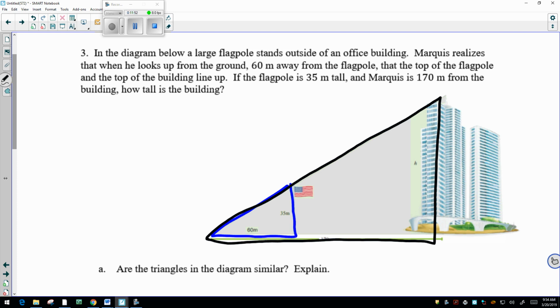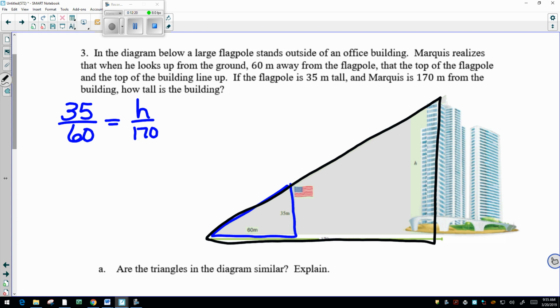Well, we could do it that way. So if I compared 35 over 60, notice what we're taking, the sides of the small triangle, and I'm comparing the vertical side to the horizontal side. Now I just have to go to the big triangle and do the same thing. So what's the vertical side of the big triangle? h. What's the horizontal side of the big triangle? 170. That's a good proportion. That works. Okay. Cross multiply and solve.